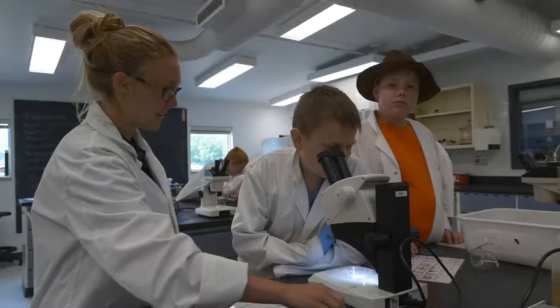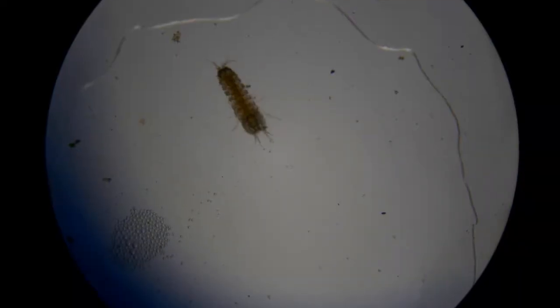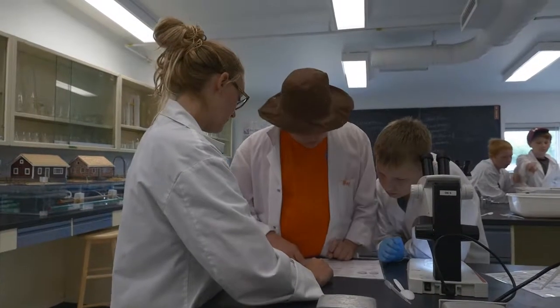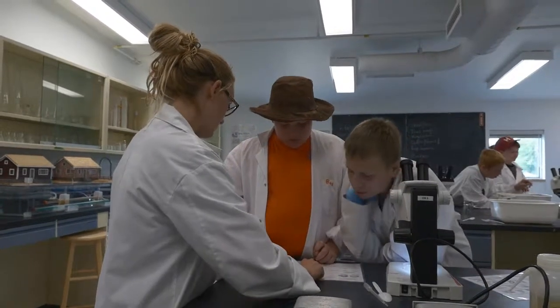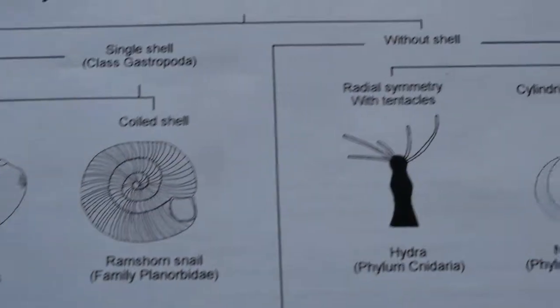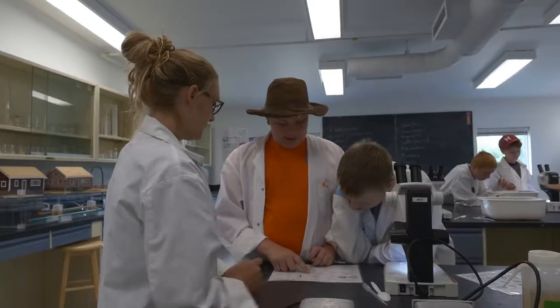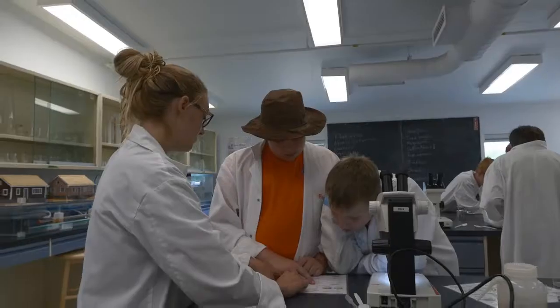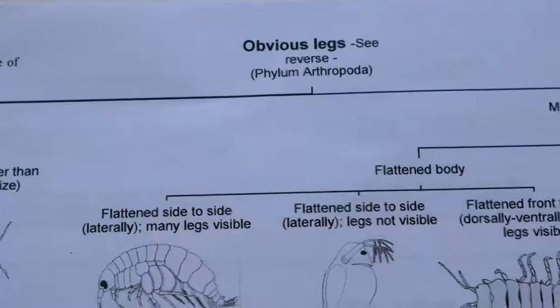So we're going to look at this key. All right, so does he have a shell or no shell? So it's got no shell. So you're going here. You have this option or this option. What are these? Segmented body and unsegmented body. He's got a segmented body. So he definitely has a segmented body. And then from here, does he have legs? Yes. So then you're going to follow this one.